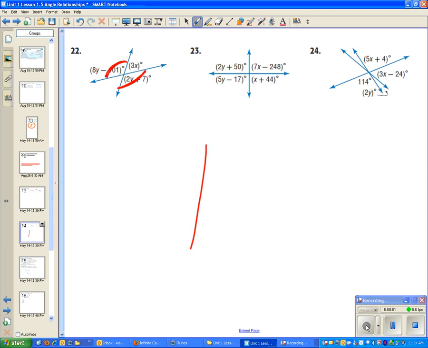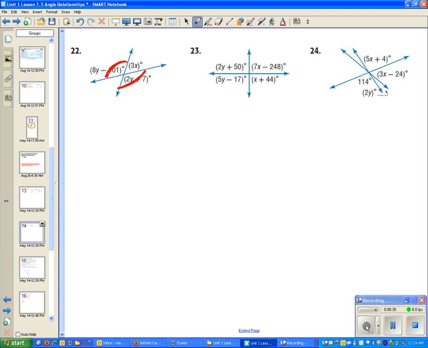Remember, vertical angles, when you have 2 intersecting lines, the non-adjacent angles are the vertical angles. Angle 1 and angle 2 are vertical angles. Angle 3 and angle 4 are vertical angles. Then we had the theorem that says vertical angles are congruent. So, back to 22. Since those 2 angles that I marked in red are vertical angles, they're congruent to each other. And congruent angles have equal measures.